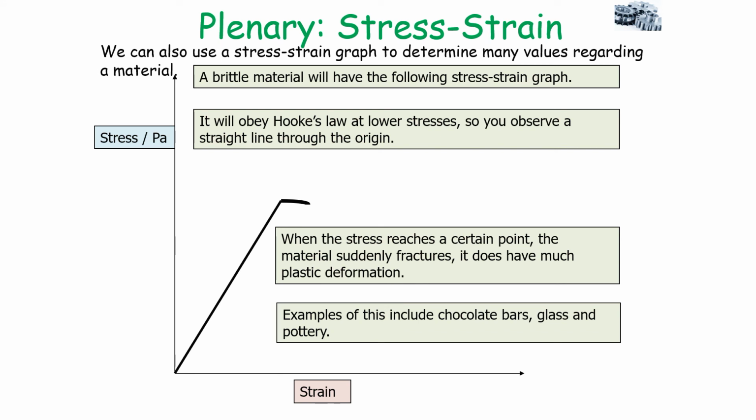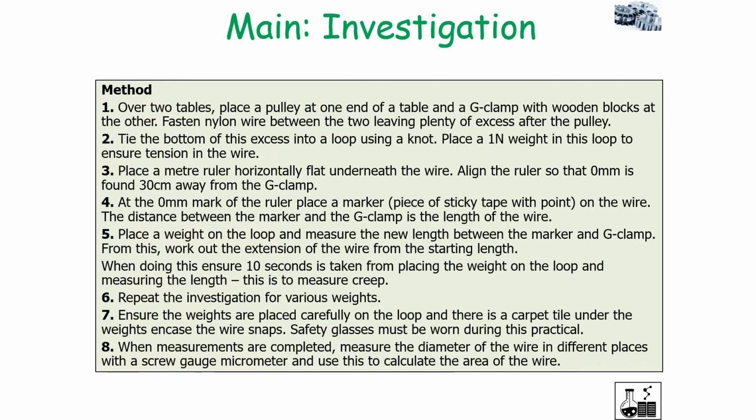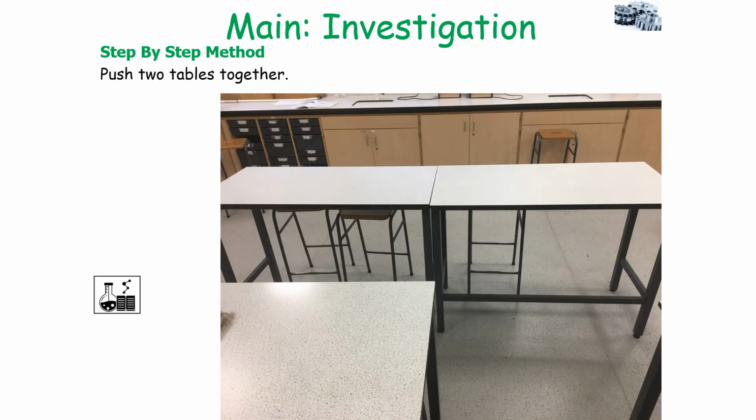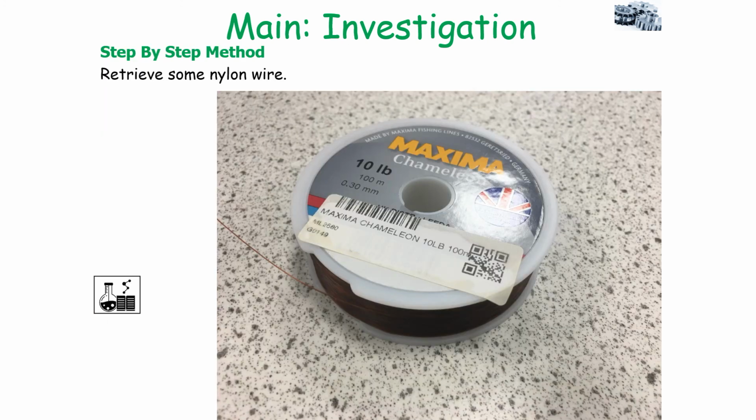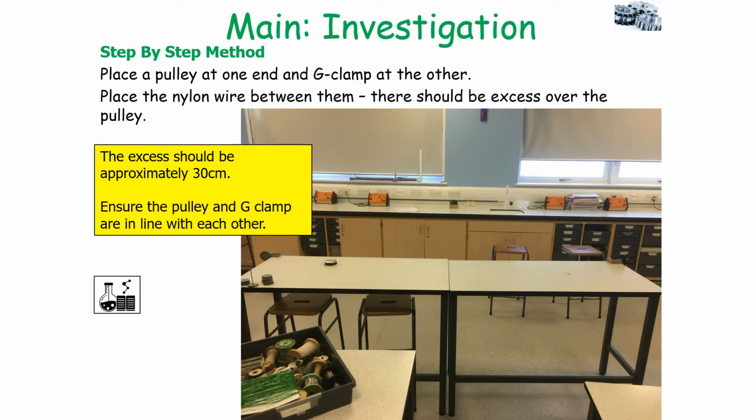Now we can actually look at an investigation to calculate our Young's modulus from experimental values. So what you would do is as follows. You place two tables together, you'd retrieve the wire which is being tested and you'd have a pulley at one end and a G-clamp at the other and place that wire between the two. And you should try to have some excess of approximately 30 centimeters.